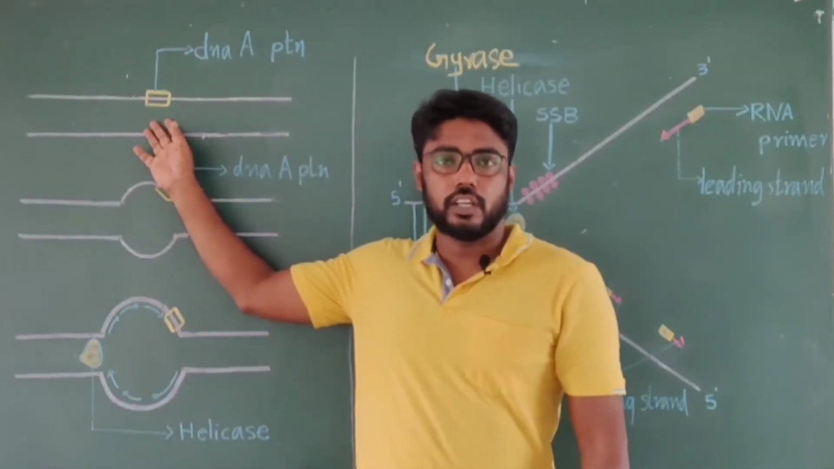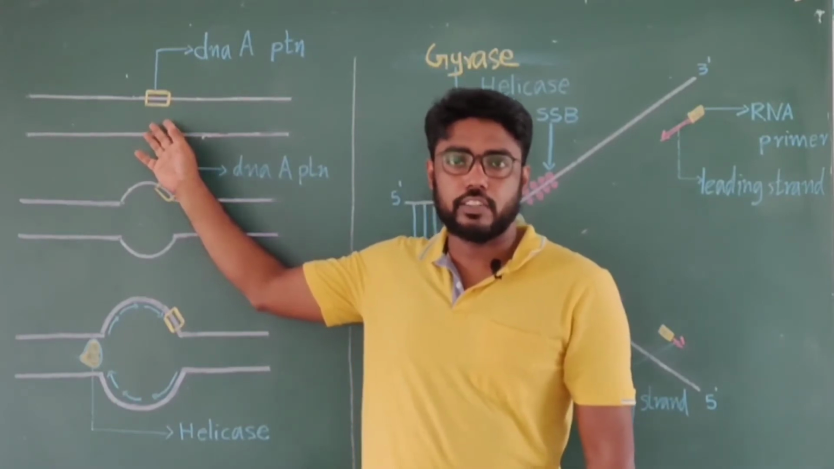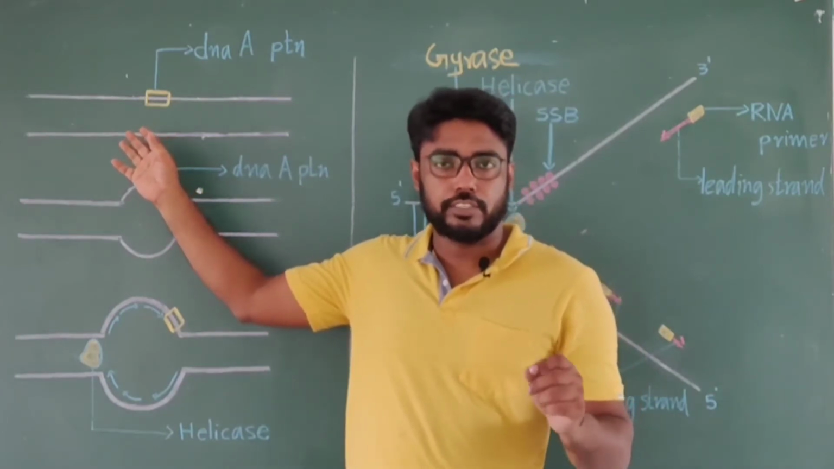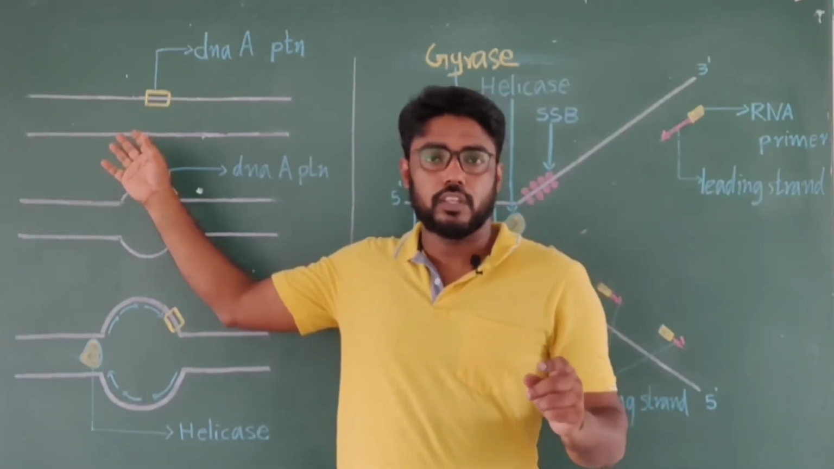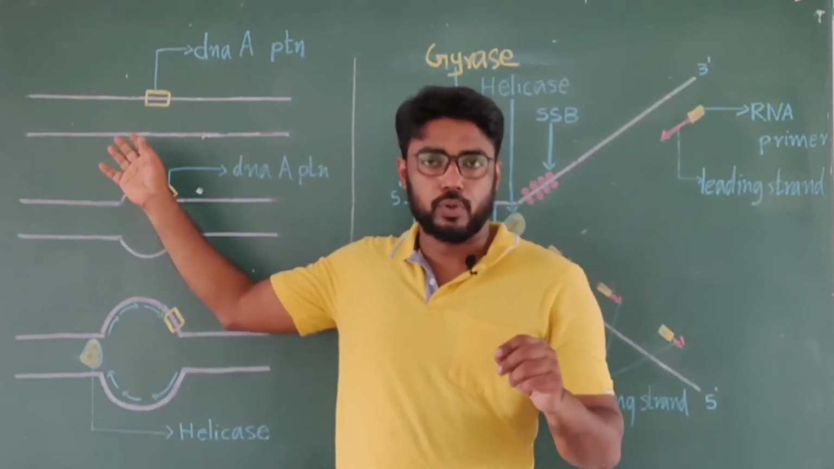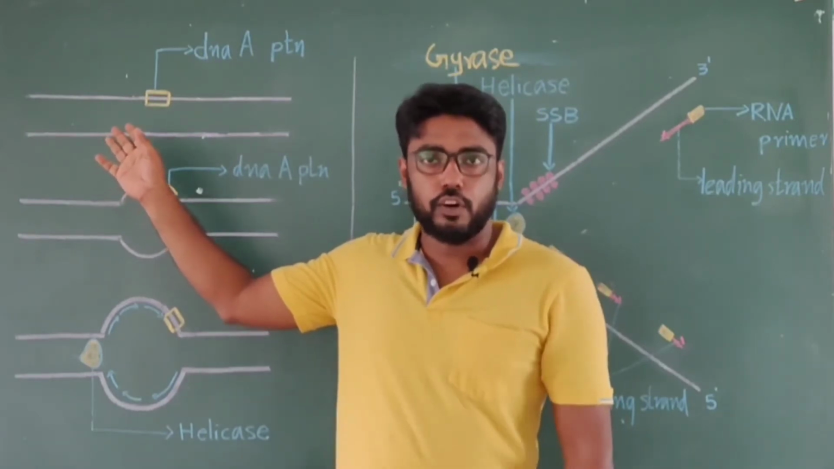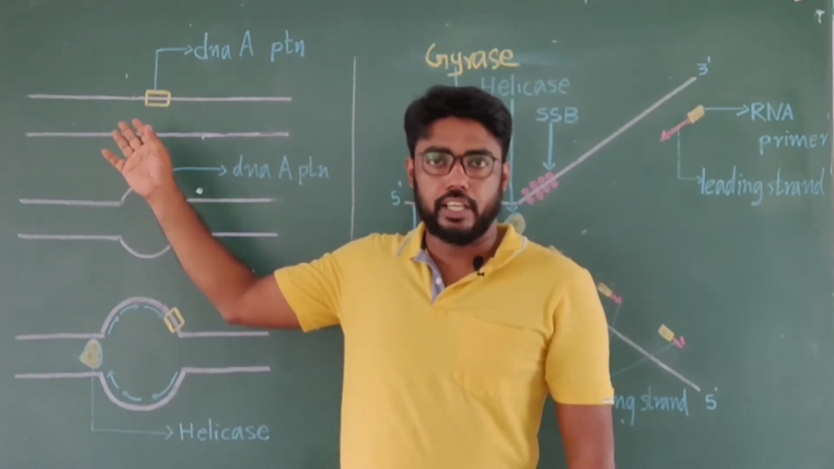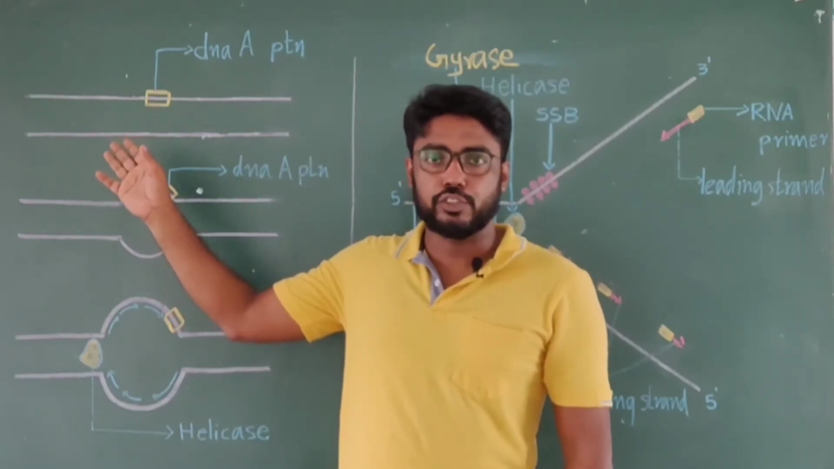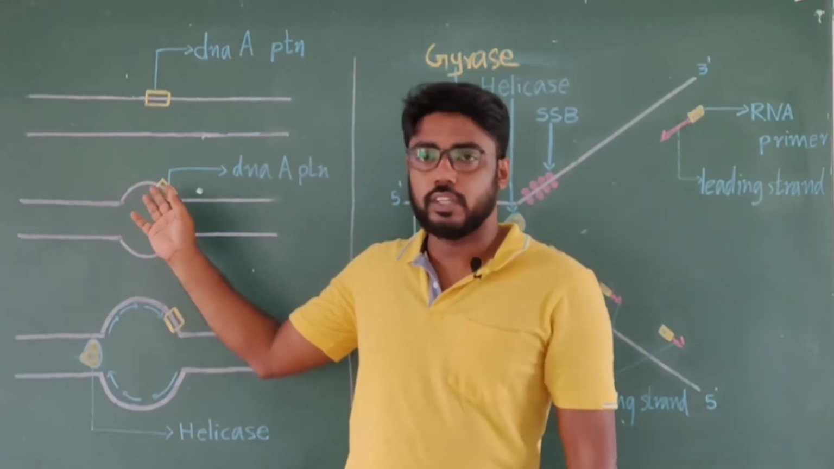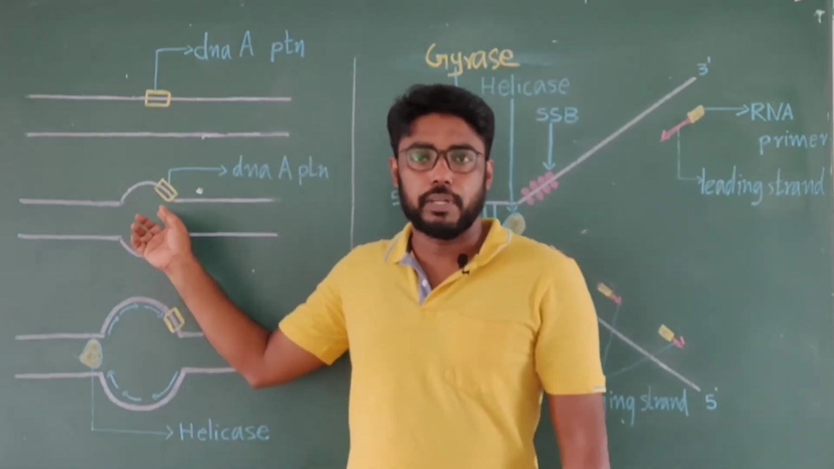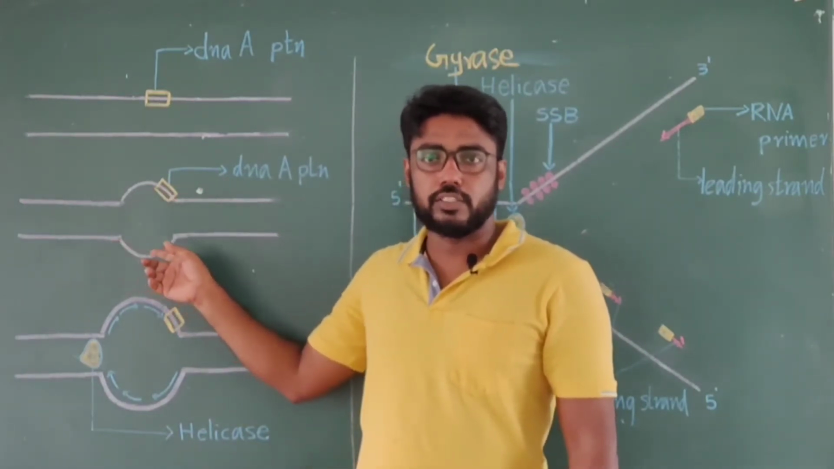Here you can see the DnaA protein that binds on the negatively supercoiled DNA. Negative supercoiling occurs by the action of the enzyme DNA gyrase, which removes the positive supercoiling from the DNA and converts it to negatively supercoiled DNA. The binding of this DnaA protein on the origin DNA leads to the melting of double stranded DNA. You can see in this figure the double stranded DNA is melted and opened.